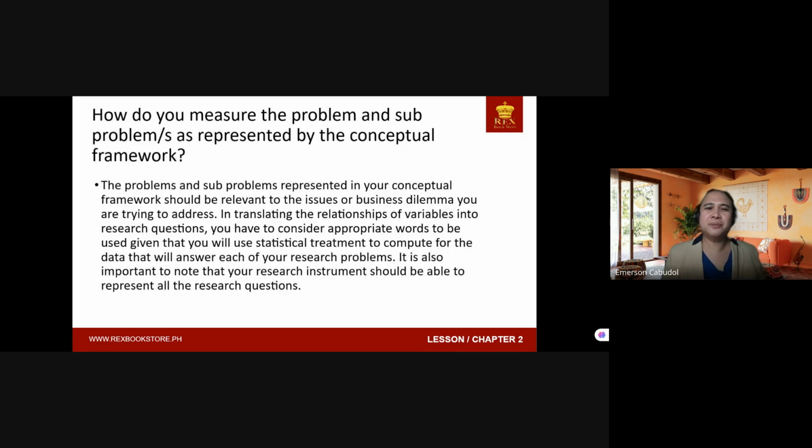How do you measure the problem and subproblems as represented by the conceptual framework? The research questions derived from the conceptual framework must directly address the initial business problem. When phrasing these questions, choose words carefully, keeping in mind the statistical analysis that we're going to use to answer them. Ensure that the research instrument, for example a survey, effectively captures the data needed to address each research question.